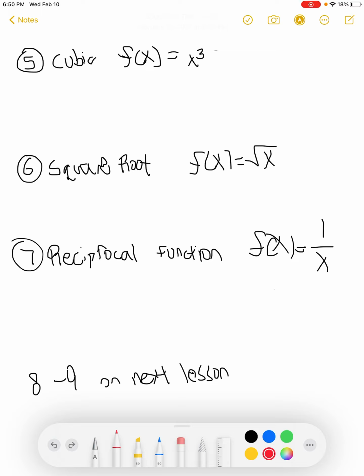Sorry. I'm trying to go a little bit fast. If you see up here, 18% charge. I don't remember how fast this thing runs out, but anyways.